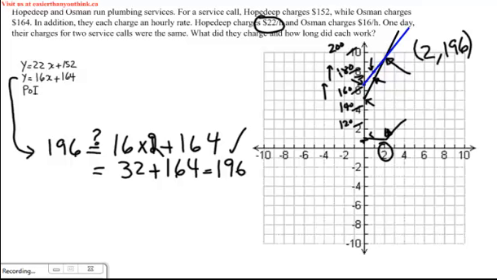So we came up with the point of intersection, and it tells us that after 2 hours, both of them charge $196, and also we proved that this point of intersection really satisfies both equations.